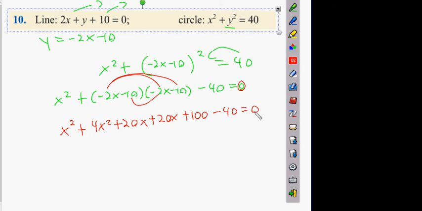Now let's collect like terms. x squared plus 4x squared is 5x squared. 20x plus 20x is 40x. And 100 minus 40 is 60. Now that equals 0. What number are they all divisible by? 5. All divisible by 5. We get x squared plus 8x plus 6.